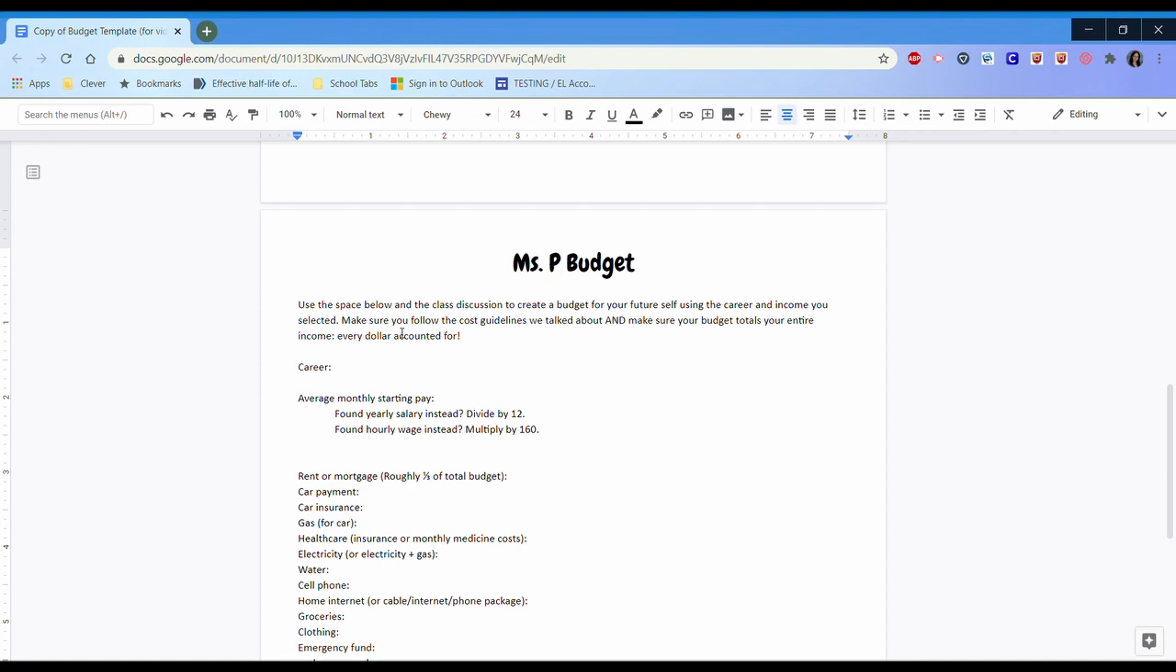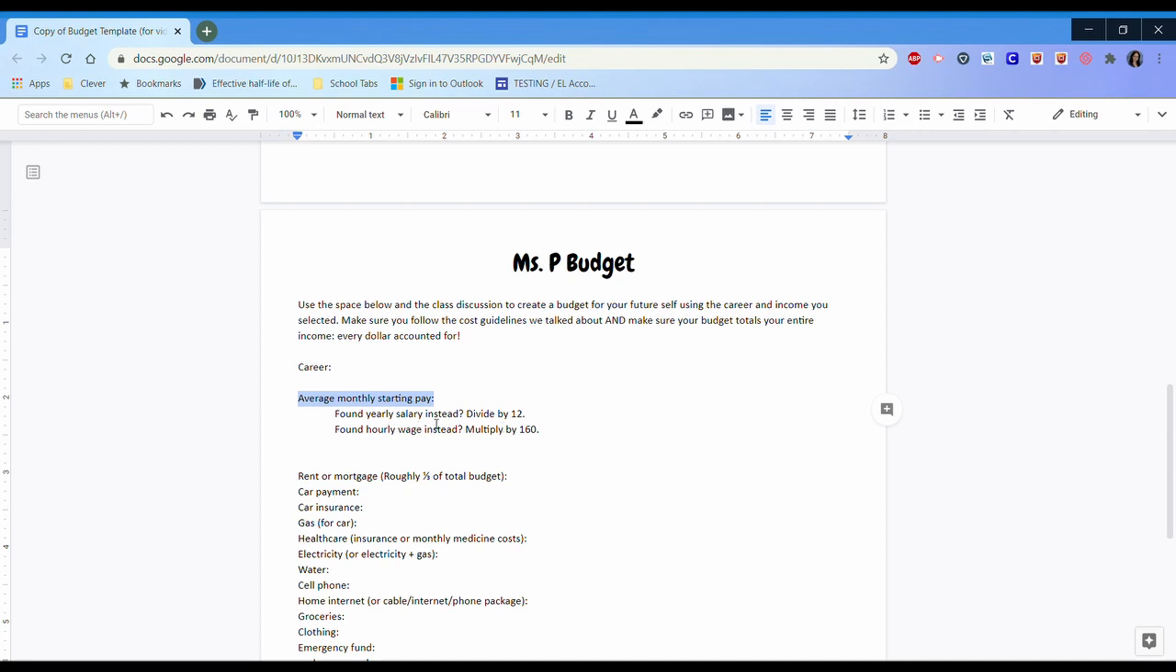And when we talked about careers and you kind of looked up what you were going to be making when you started off your career, you're going to use that salary. So you'll put your career here, whatever it's going to be, and then your average monthly starting pay. And you may need to calculate the monthly pay depending on how it was given to you initially.